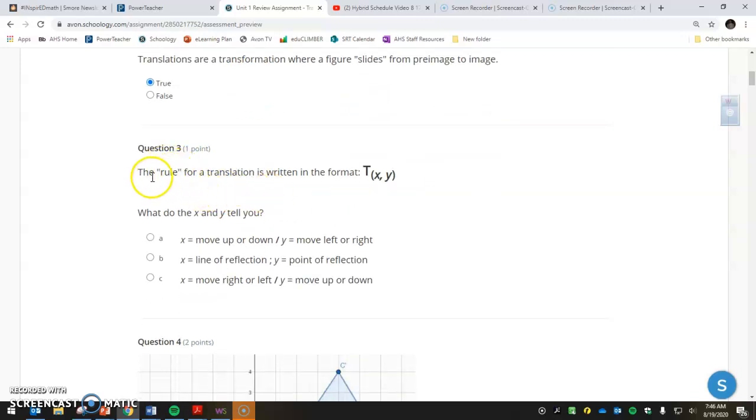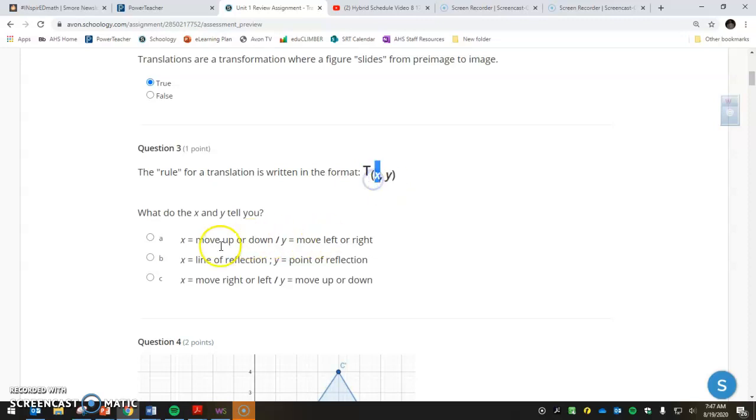For question 3, it says the rule for translation is written in the format T(x, y). Now, you should notice, again, we have our capital T's, capital R's, lowercase r's, capital D. These letters just tell you what kind of transformation it is. So in this case, the question says translation, so we should know that T stands for translation. Now we have this, which almost looks like coordinates of a point. But when we're talking about rules for transformations, these tell you how the rules work.